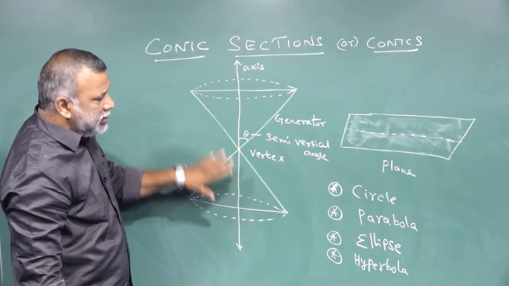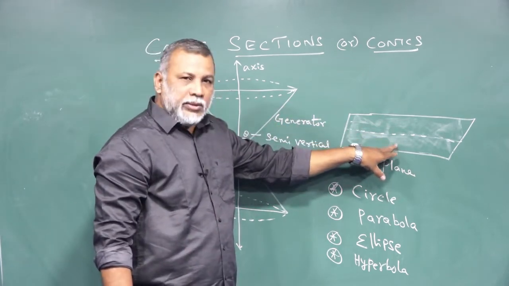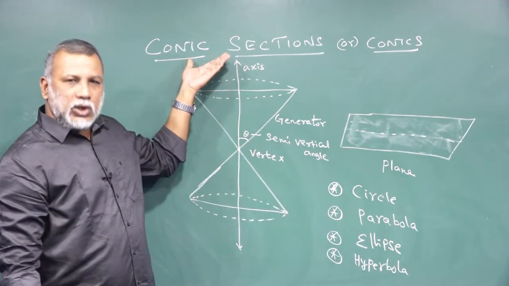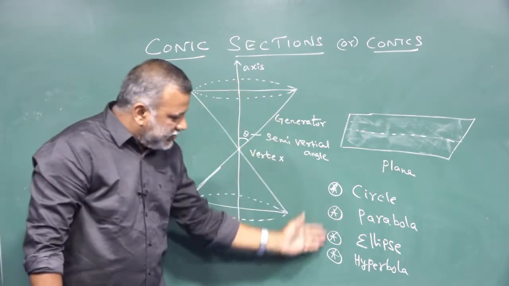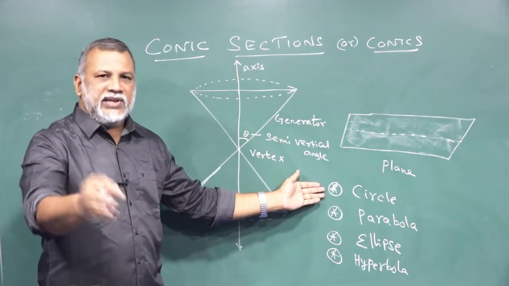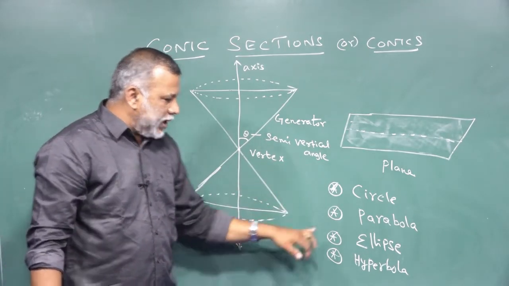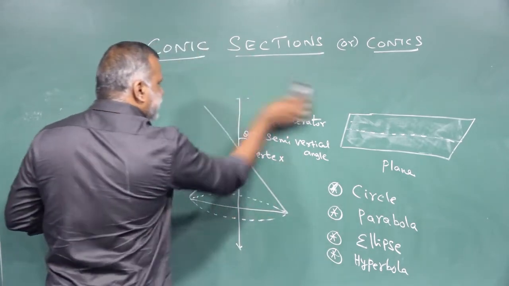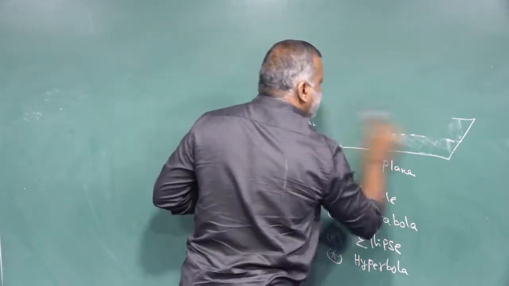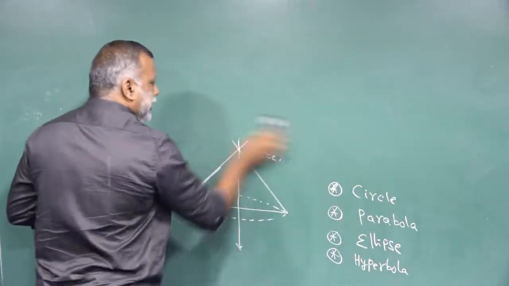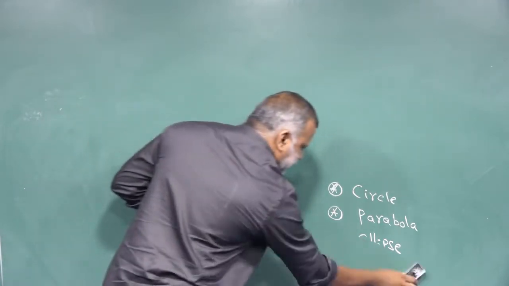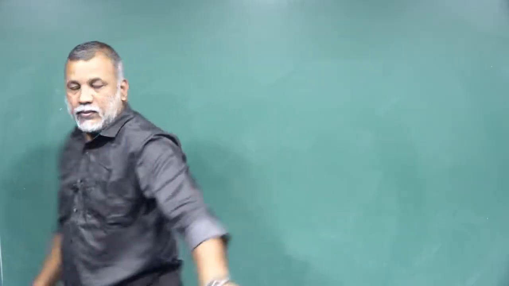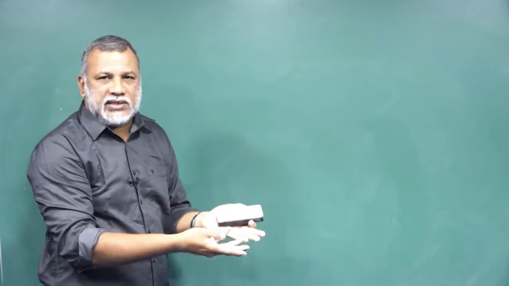Therefore, this double napped cone on intersecting by this plane, we are getting new structures. Those new structures are called conic sections. In this conic section, we have the circle, which we already discussed, then parabola, ellipse, hyperbola. Just for example, I am giving a diagrammatic explanation for a circle and an ellipse. This is a three-dimensional diagram that you need to cut by a plane. Now we are able to see the different structures.